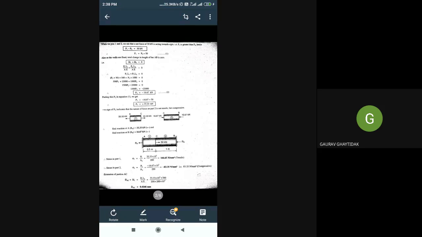Already we have calculated the value of P1 and P2. P1 and P2 are nothing but the answer number 1. They are asking the question to calculate the reaction at point A and at point B. P1 is nothing but the reaction RA, which is equal to 33.33 kilonewton tensile, and reaction RB is 16.67. It is a minus.